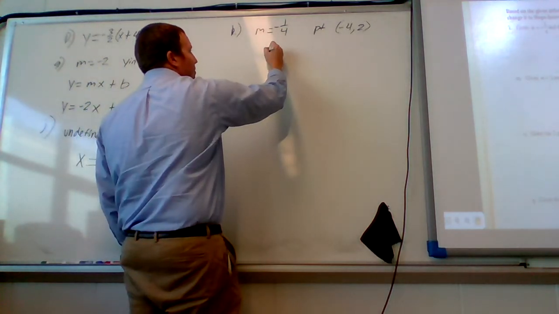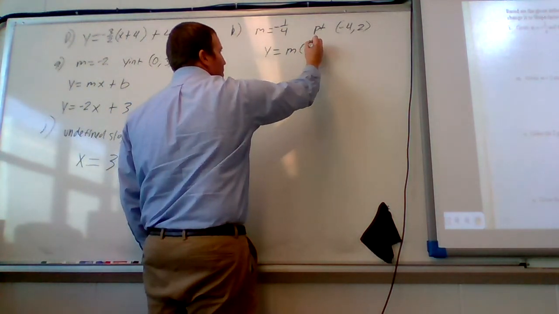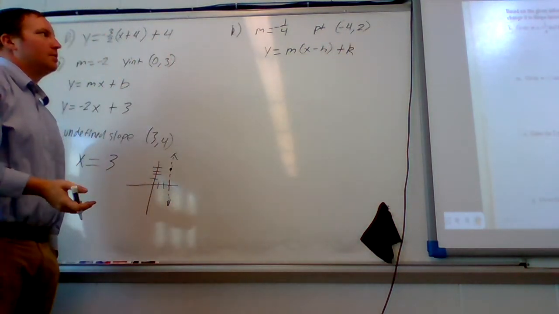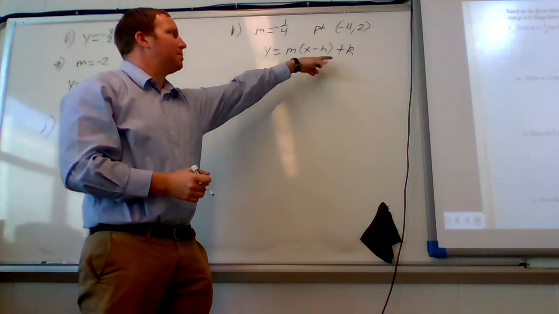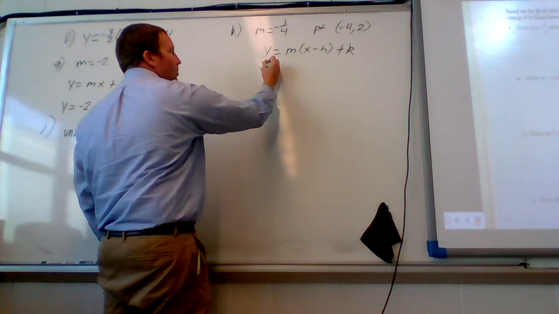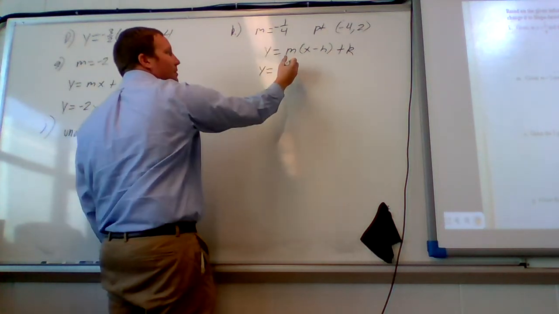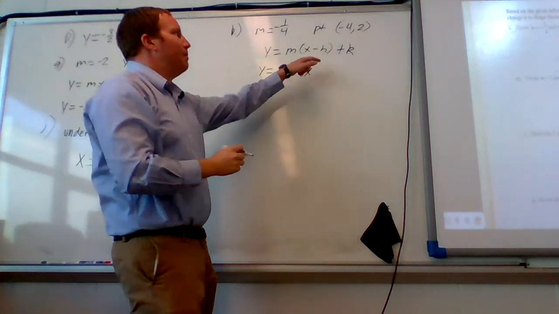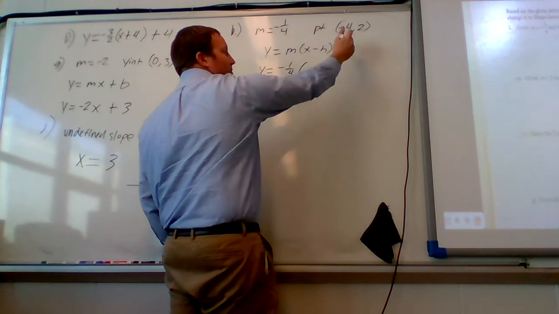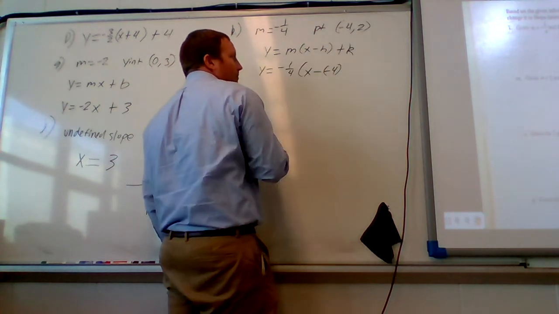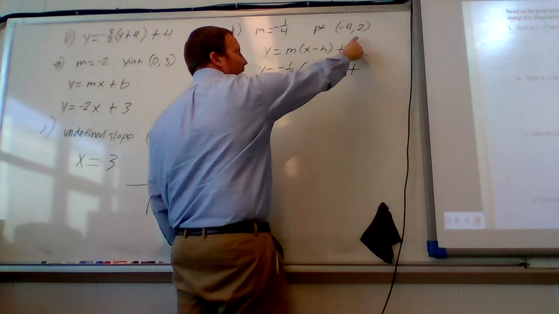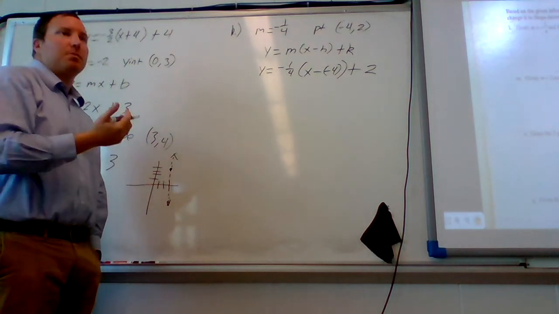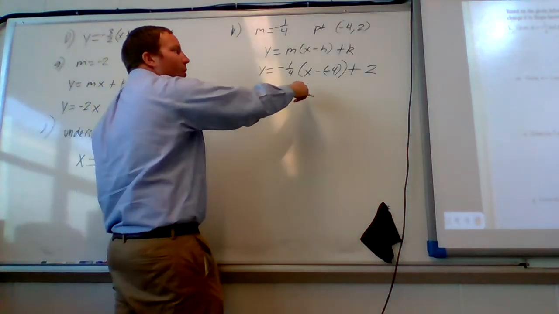So again, point slope form is y equals m times x minus h plus k. So we have our m, our h, and our k. We need to plug those into our formula. So y equals our m, which is -1/4. X stays the same. Minus our h, which is our x value, so -4, plus k, so plus 2. So there's our point slope form, right? We've plugged our point into our equation.